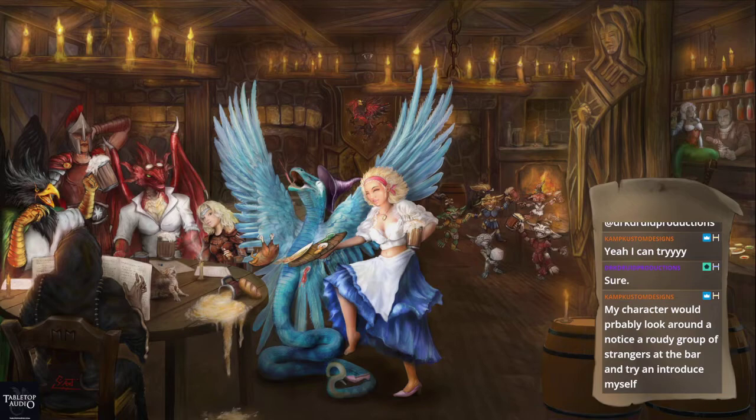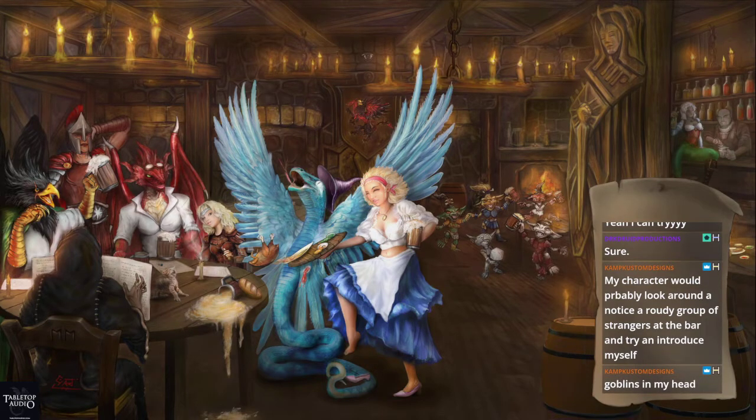My character would probably look around and notice a rowdy group of strangers at the bar and introduce yourself. Ah, okay. So you're looking at the bar, like maybe where the goblins are then. Unless you're looking further away at the table in the foreground. In this instance, now I used a picture. If you were writing a story, then from the point of view of the character. Yep, the goblins. Yep, goblins in your head.